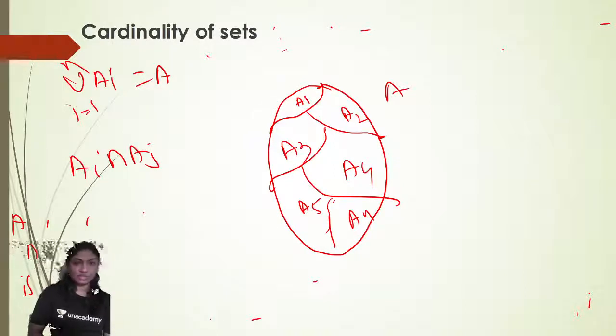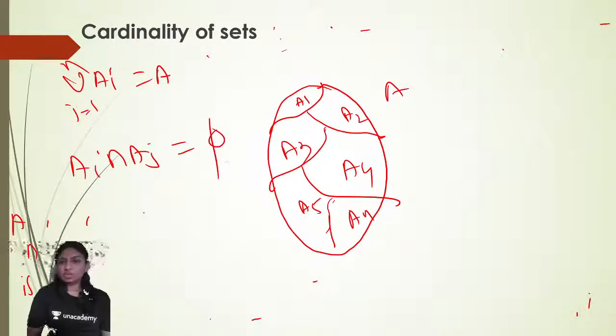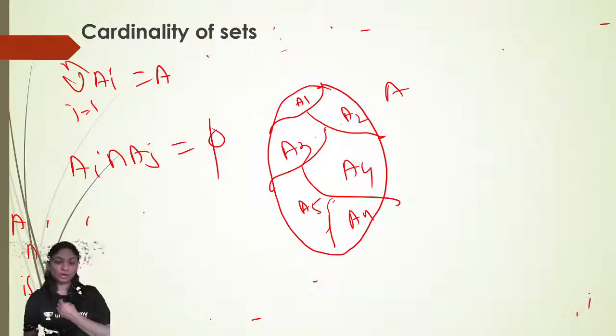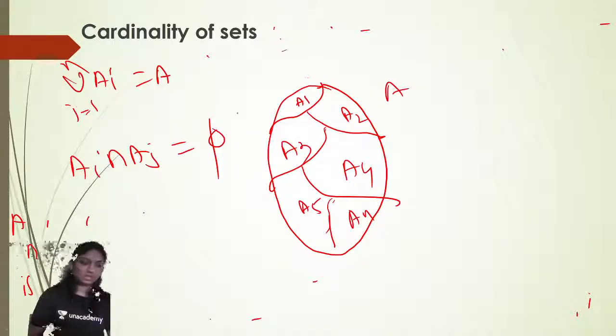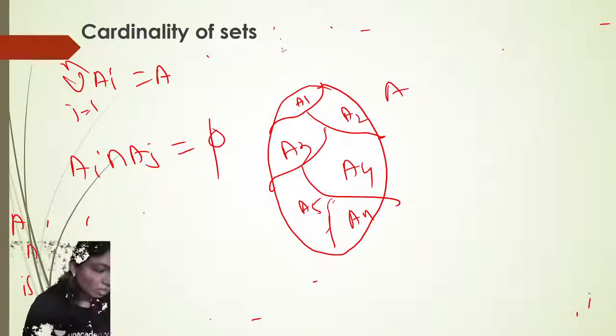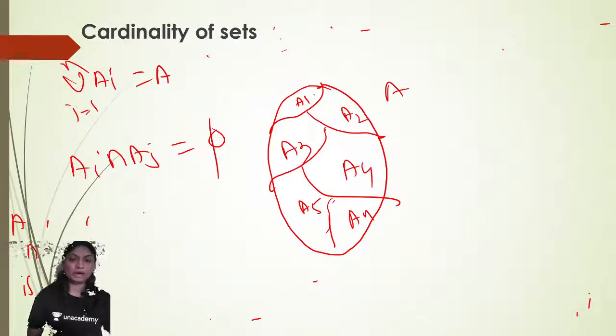and Ai intersection Aj is equal to phi. There are no common elements between these. It means the pairwise intersection is empty. It means A1 intersection A2 is empty, A1 intersection A3 is empty, A1 intersection A4 is empty, A3 intersection A2 is empty, and so on. It means they are pairwise disjoint. So this is your partition of a set A.